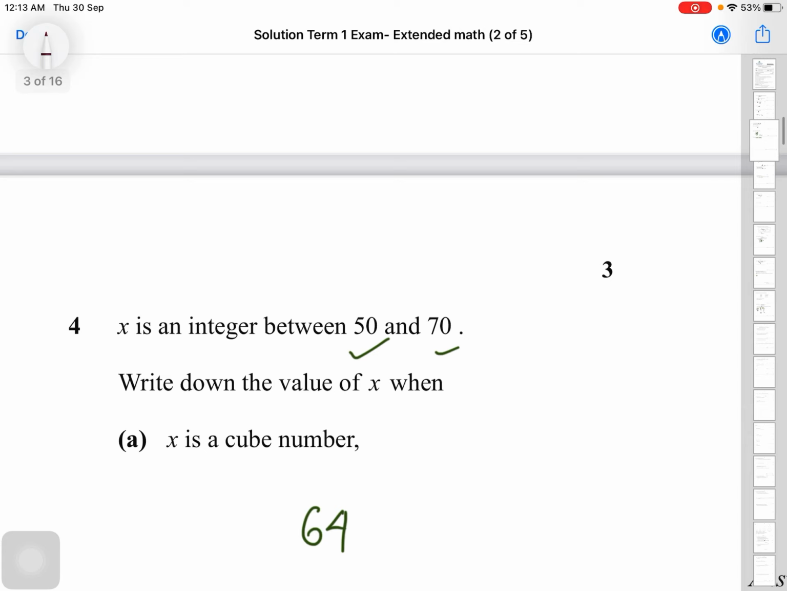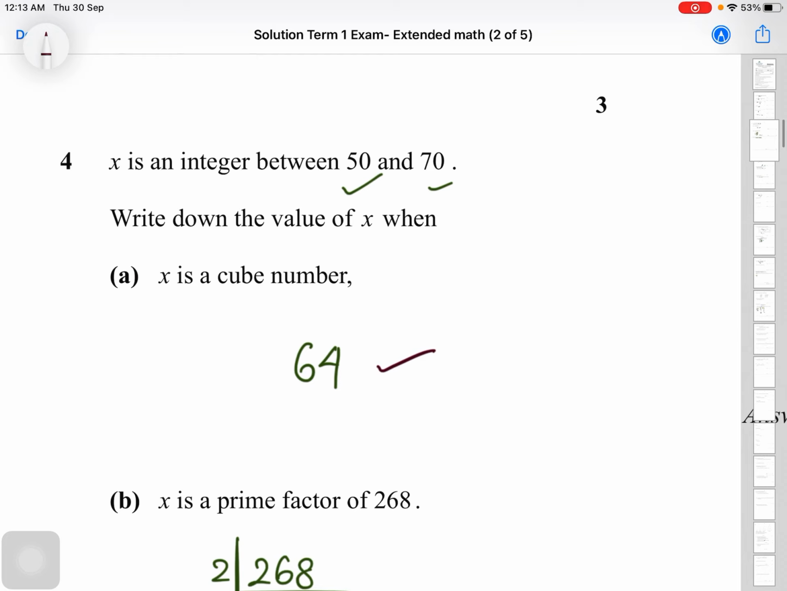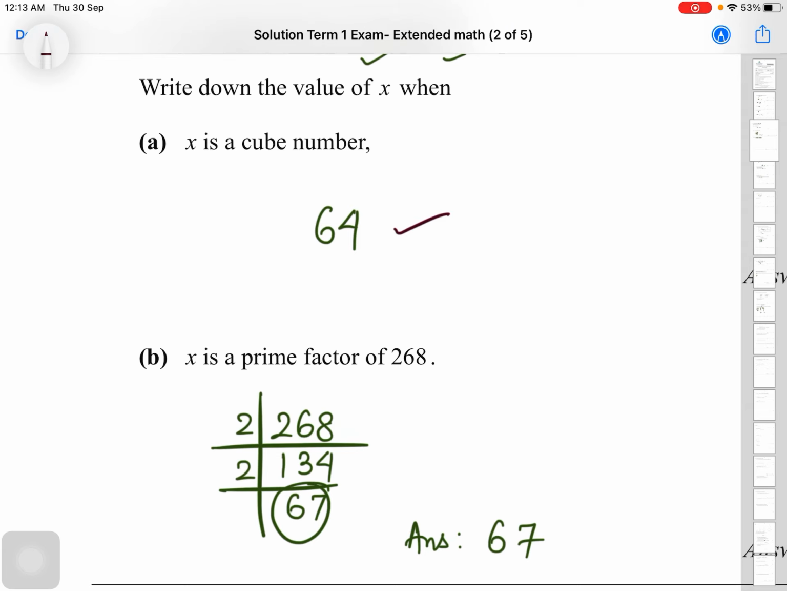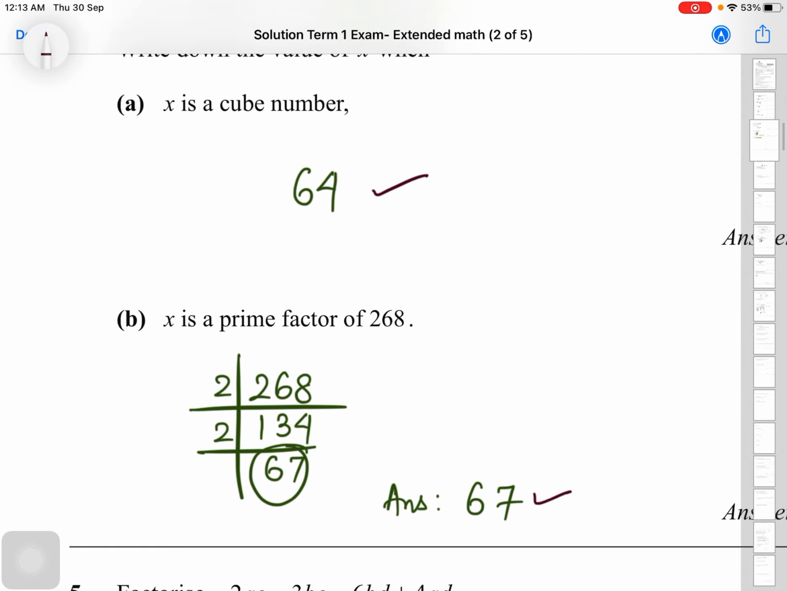X is an integer between 50 and 70. Write down the value of x when x is a cube number. 64 only fits the requirements. X is a prime factor of 268. So do the prime factorization. You will realize that it will end at 67. 67 is the fit number between 50 and 70, which will be a prime factor of 268.